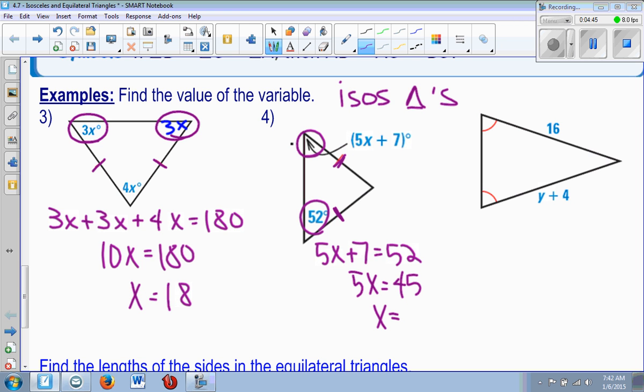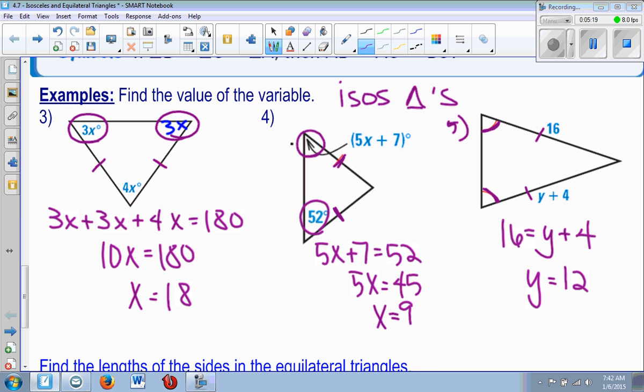And we would divide by 5 to get an x value of 9. In the last problem over here, number 5 we'll call it, we have two congruent angles marked. So by the converse of the base angles theorem, we know we also have two congruent sides, those being the legs of the triangle, the 16 and the y plus 4. So if I know those sides are equal, I can set them equal and simply subtract 4 to get a y value of 12.